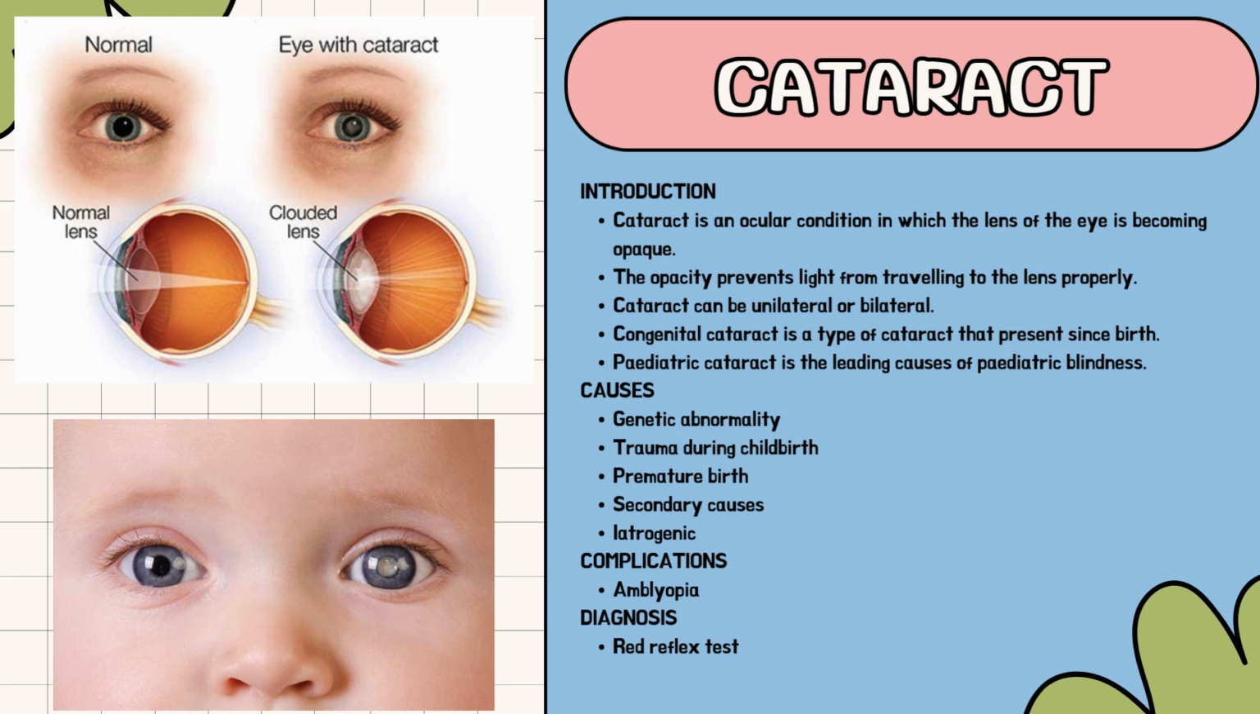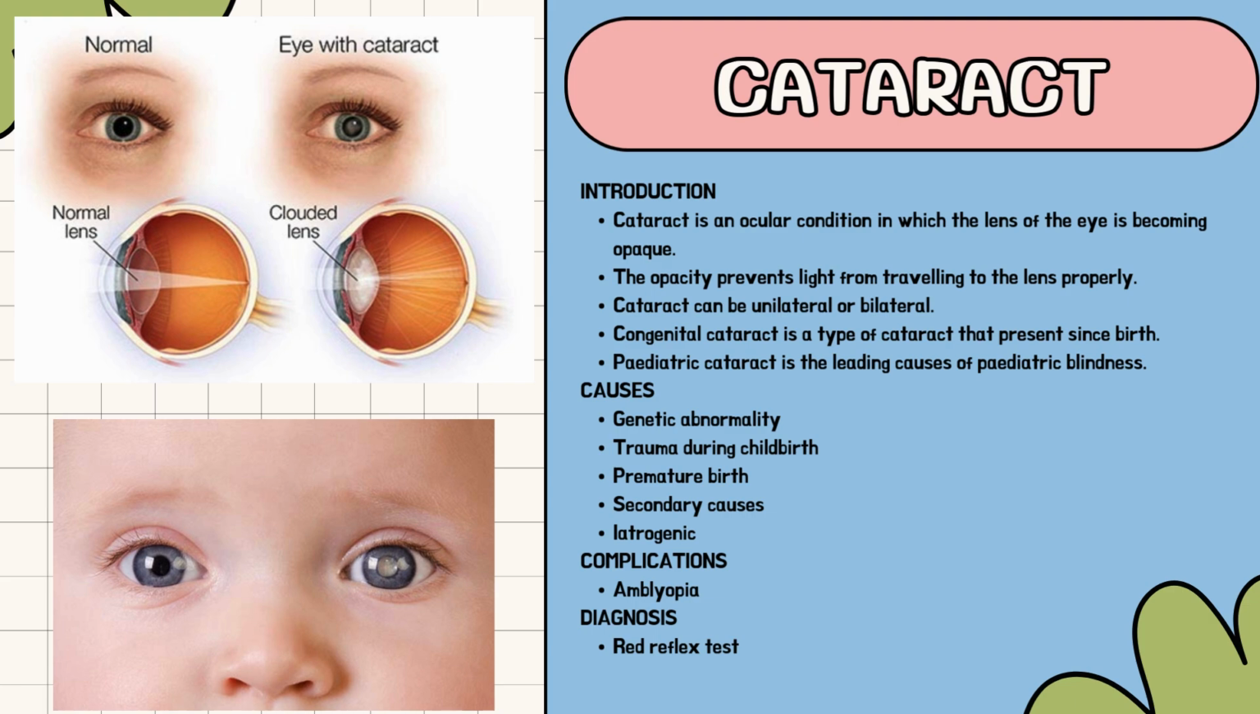Congenital cataract is a type of cataract that presents since birth. Pediatric cataract is the leading cause of pediatric blindness. Some of the causes of cataract in children are genetic abnormality, trauma during childbirth due to the penetrating or blunt injuries to the eye, and premature birth, as well as secondary causes such as ocular inflammatory disease, infections, and metabolic disorders, as well as iatrogenic, which is due to the laser therapy or radiation.